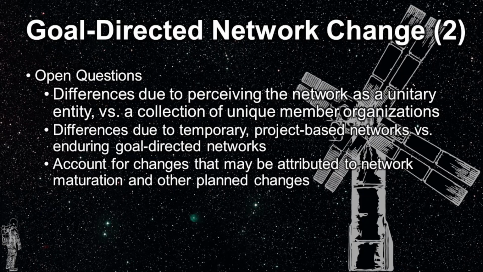The open questions that exist in goal-directed network research include questions about the role that shared identity and goal orientation might play in interorganizational network emergence and change. How can perceiving the network as a unitary entity as opposed to as a collection of unique member organizations affect the structure, dynamics, and other dimensions of these networks? Also, there are questions surrounding temporary versus enduring goal-directed networks. And finally, academic work should address network changes caused by its maturation and other planned changes.